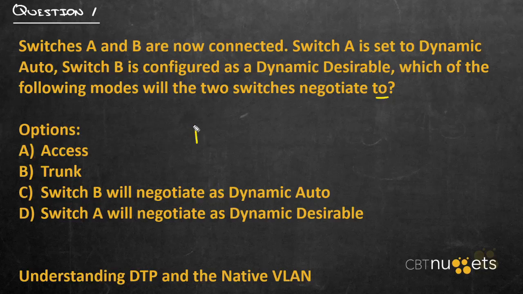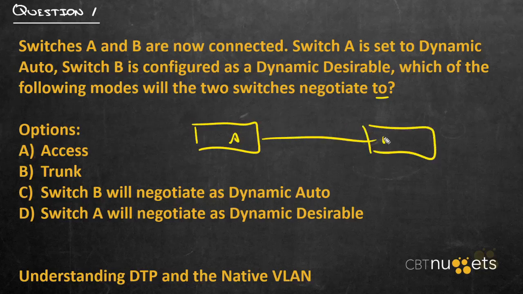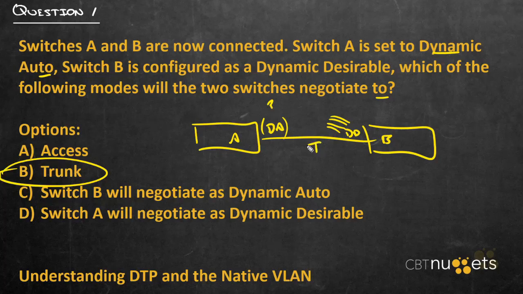All right. You've got switch A connected to switch B. We've got dynamic auto on this side. That's switch A. Switch B is dynamic desirable. It doesn't matter which side is which. That's going to become a trunk, because dynamic desirable is like, I want to be one. Dynamic auto just sits there passively and listens. If someone else wants to be a trunk, it'll be a trunk. It'll flip over. So this ends up being a trunk.